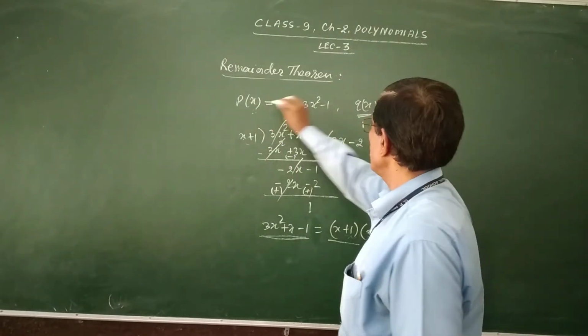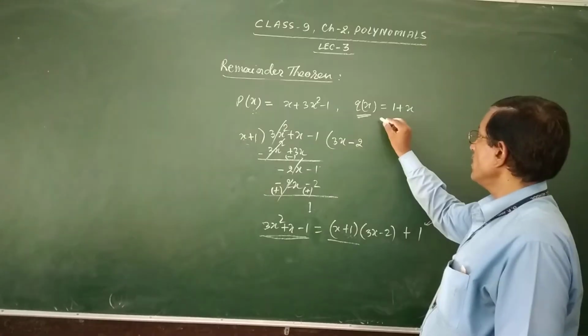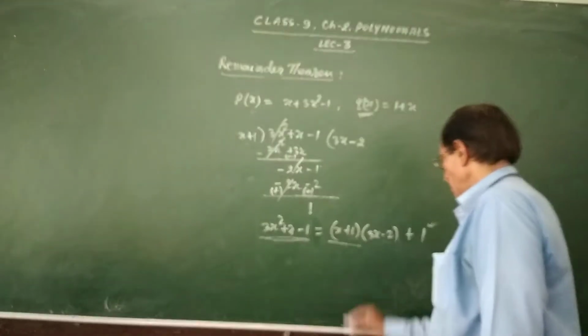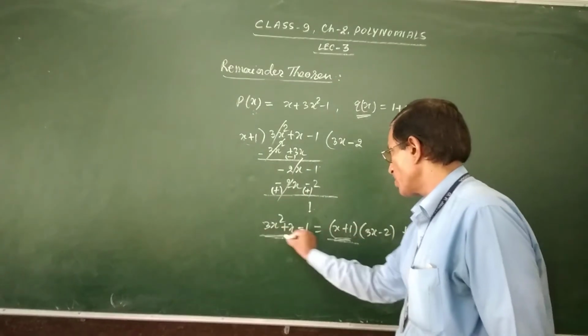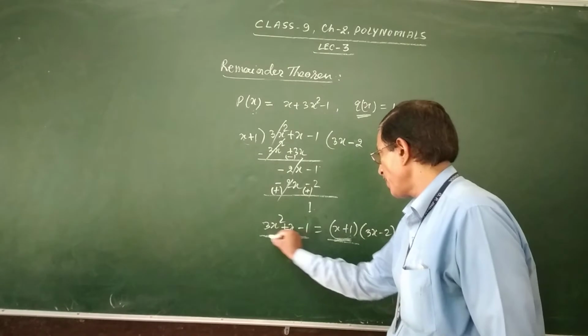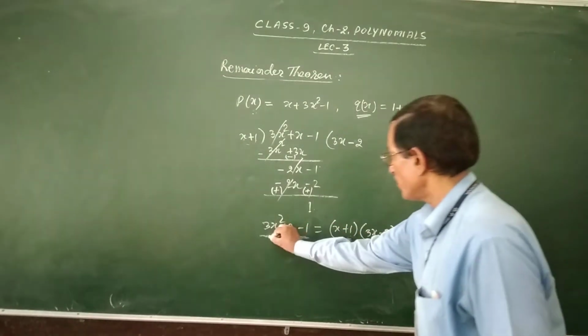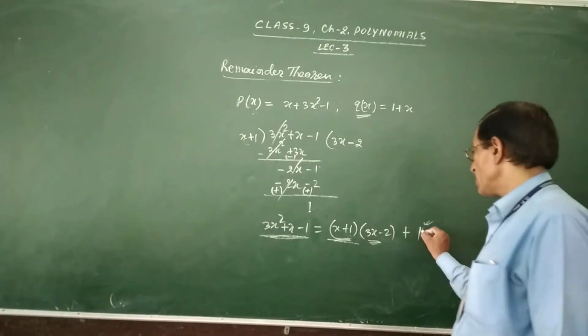If px is divided by qx and the remainder becomes 0, then we can say x plus 1, that is qx, is a factor of px. Here x plus 1 is not a factor of this. Qx is not a factor of px. Or you can say 3x minus 2 is also not a factor of this, because there is a remainder. That means the remainder is not 0.